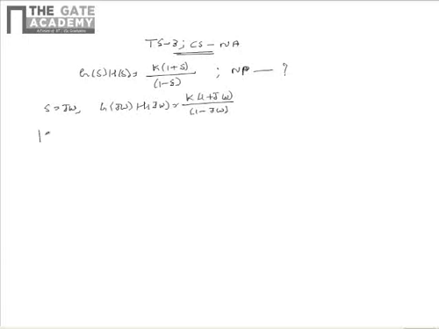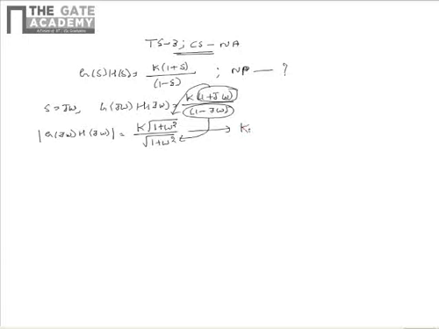So from this we can say that the magnitude of G(jω)H(jω) is equal to K multiplied by square root of 1+ω² divided by square root of 1+ω². This is because 1+jω has a magnitude of square root of 1+ω² and 1-jω has a magnitude of square root of 1+ω². This upon simplification becomes K.